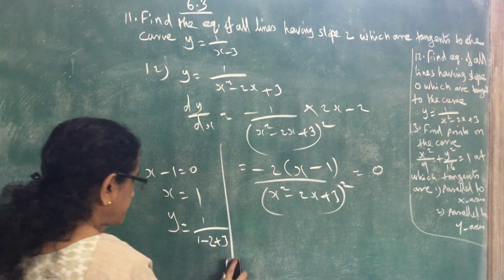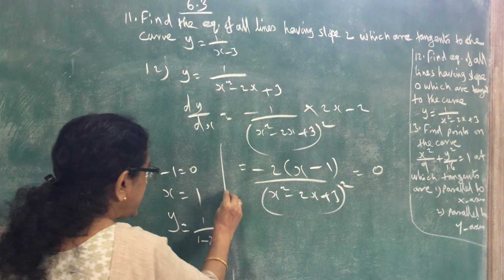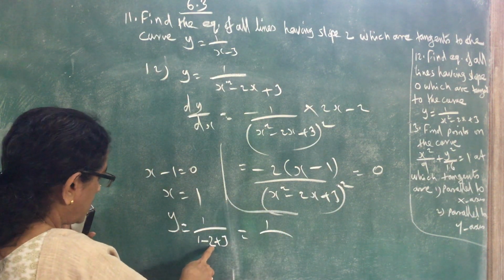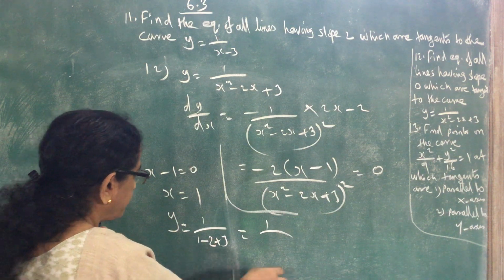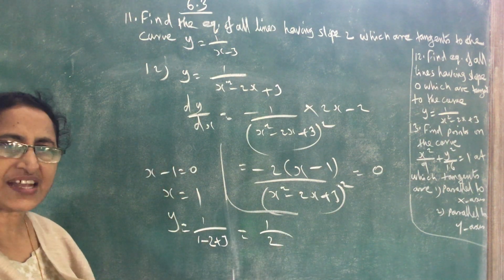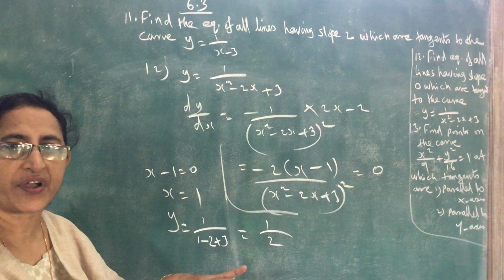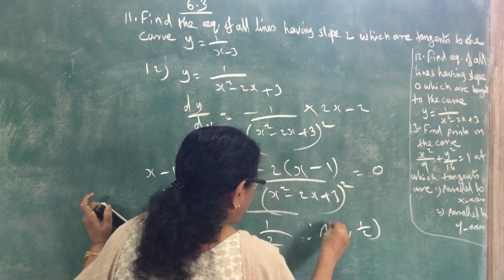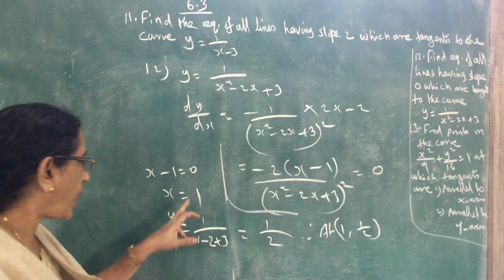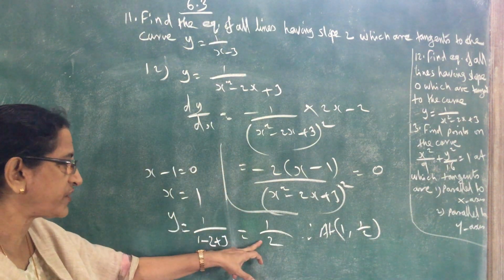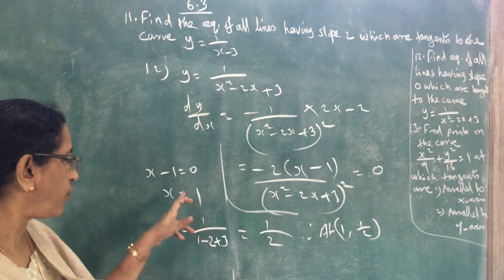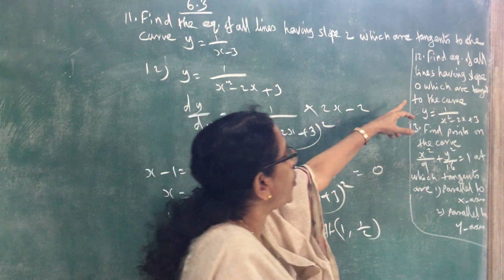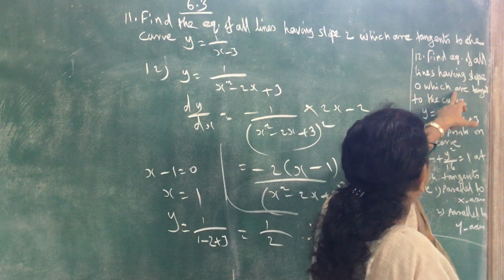That is equal to 1 by (1 minus 2 plus 3), which is 1 by 2. So x equal to 1, y equal to 1 by 2 at this point. Therefore the point is (1, 1 by 2), x coordinate 1, y coordinate 1 by 2. At this point, we are looking for the tangent having slope 0 and tangent to the curve.